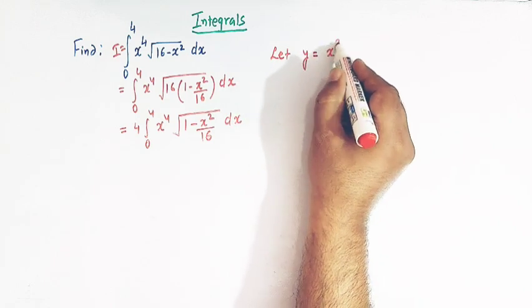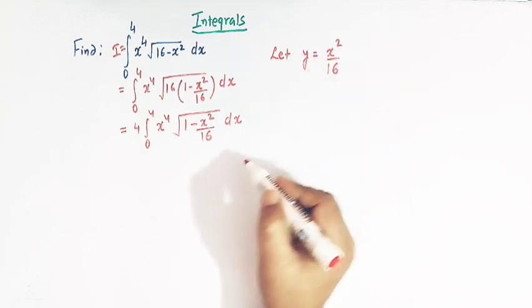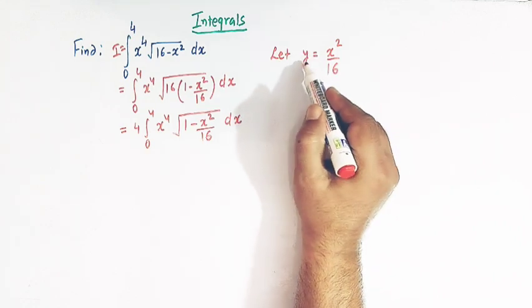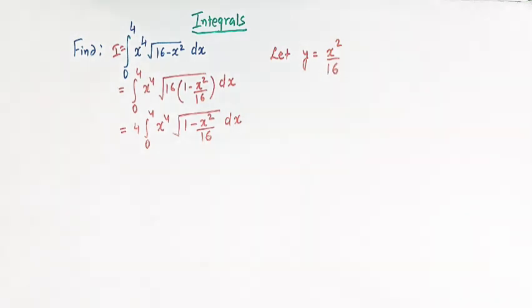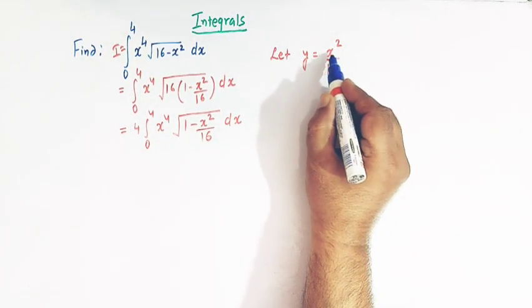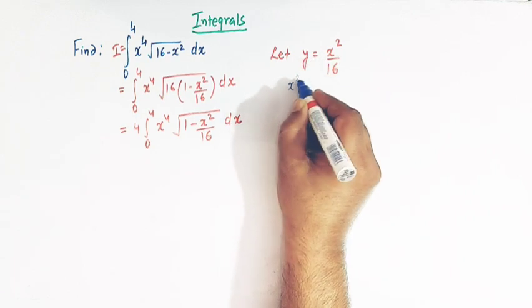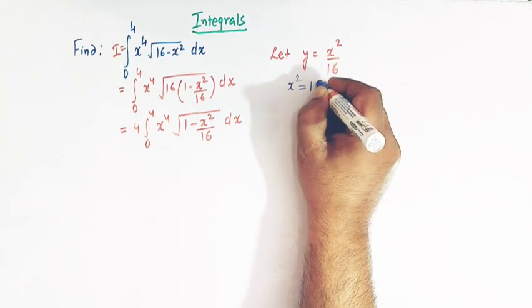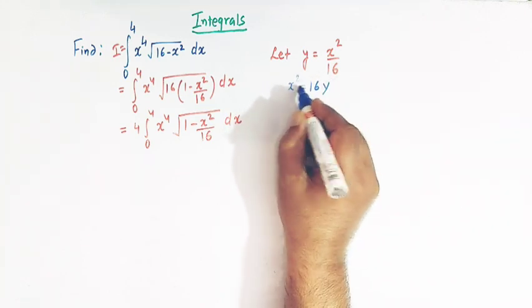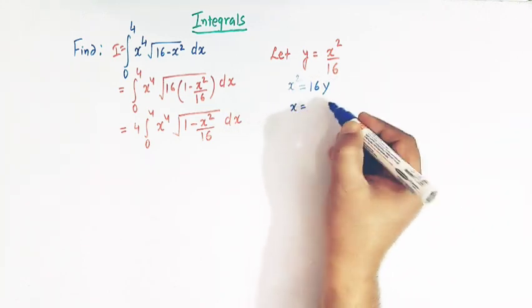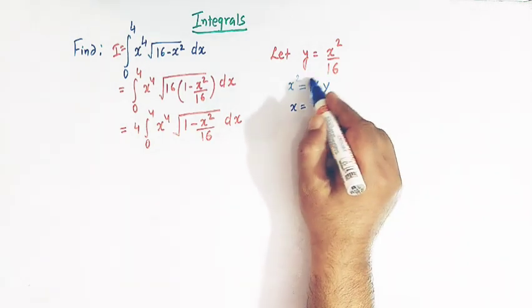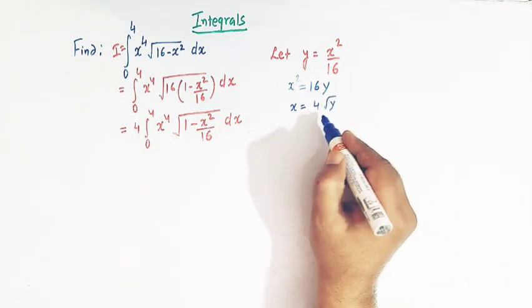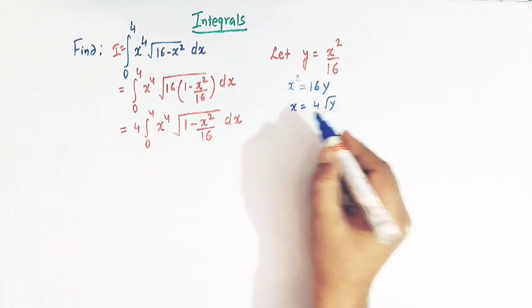Now we'll use the method of substitution and take y equal to x square over 16. So we introduce a variable y, which is equal to x square over 16. Now we can write x square is equal to 16y, and we can also write x is equal to 4 times the square root of y, by taking the square root of 16y.